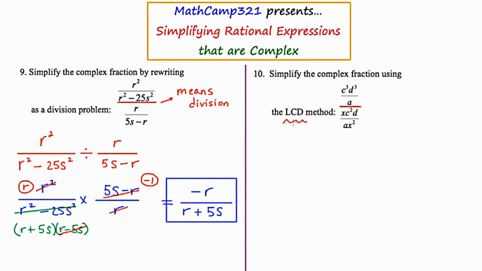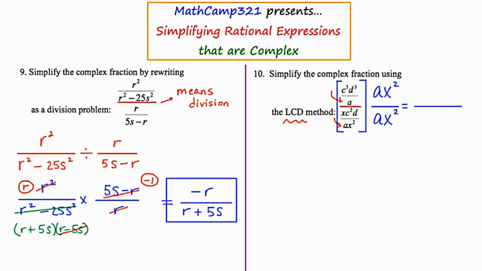In the LCD method, we're going to focus on the denominators of our top and bottom fractions. Those include the factors a and ax squared. What I need to do now is select the LCD of those little denominators, the least common denominator of a and of ax squared. And the least common denominator of those two denominators is going to be ax squared. And what I'm going to do is multiply the top and bottom fractions by ax squared.